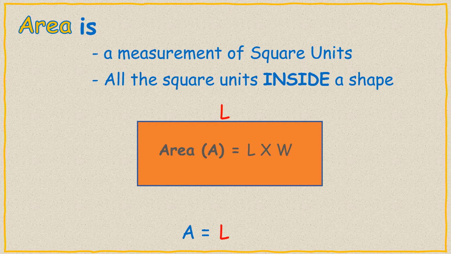A stands for area. The L stands for length, or how long something is. And I'd multiply it by my width, how wide something is.